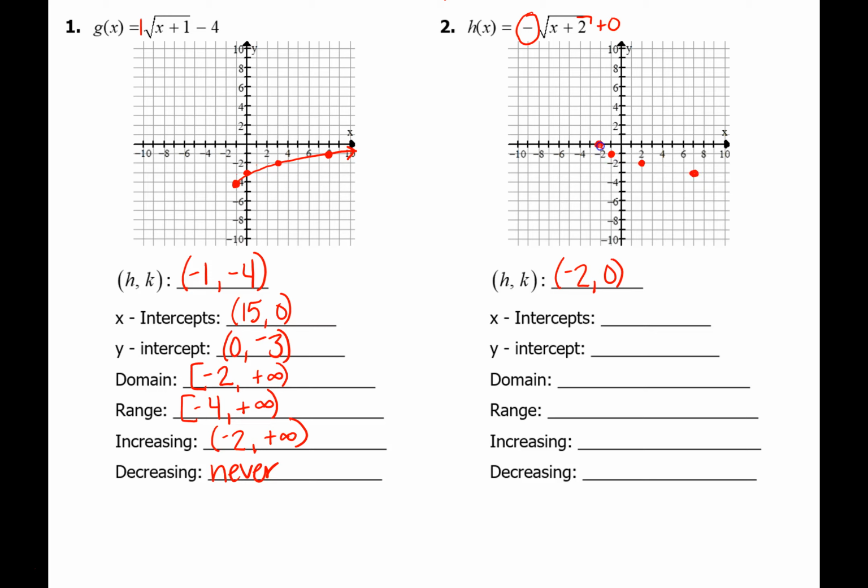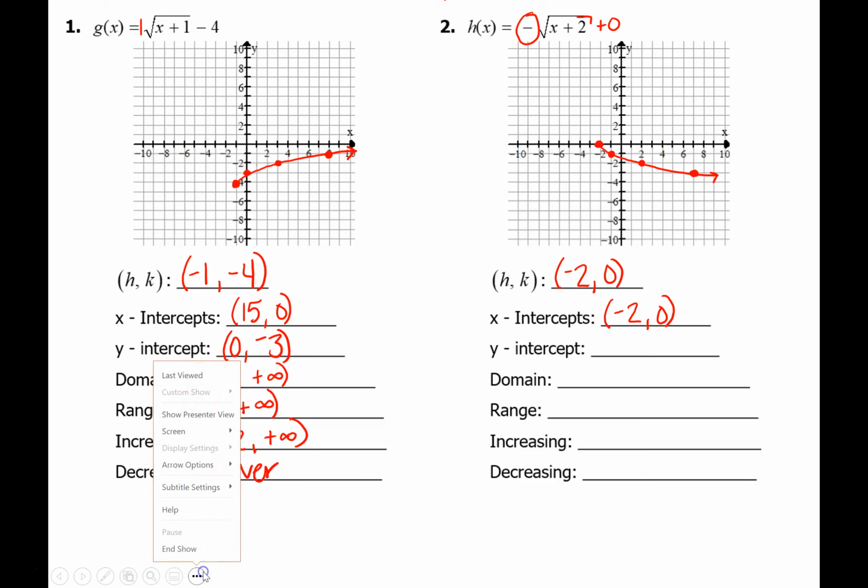And then I have my square root function. For this one, the x-intercept is (-2, 0). The y-intercept is not a pretty number, so let's put this one in Desmos as well.